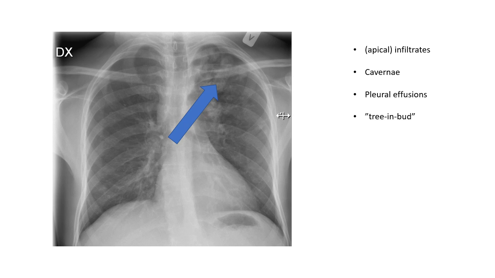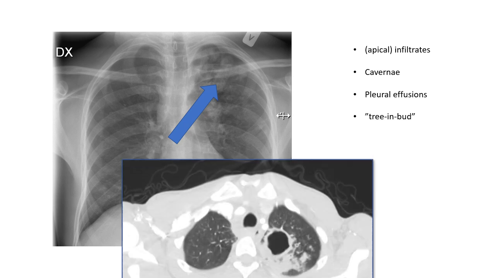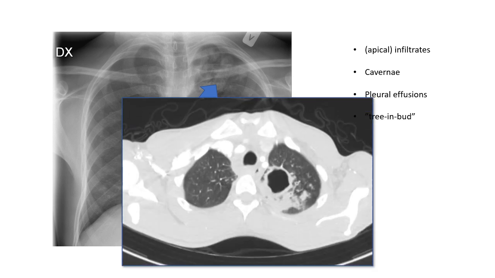It can be accompanied by pleural effusions in some cases, and on CT, the occurrence of tree and bud phenomena representing mucus stagnation in the bronchial system is a hallmark. In this case, the patient had apical infiltrates and cavitating lesions, which is very typical for lung TB.